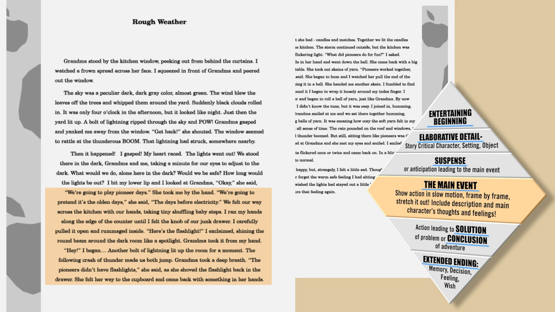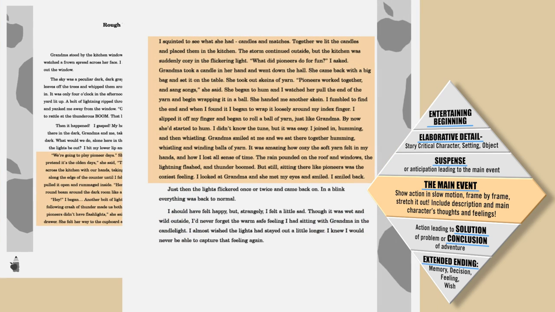She felt her way to the cupboard and came back with something in her hands. I squinted to see what she had. Candles and matches. Together we lit the candles and placed them in the kitchen. The storm continued outside, but the kitchen was suddenly cozy in the flickering light. What did pioneers do for fun? I asked. Grandma took a candle in her hand and went down the hall.